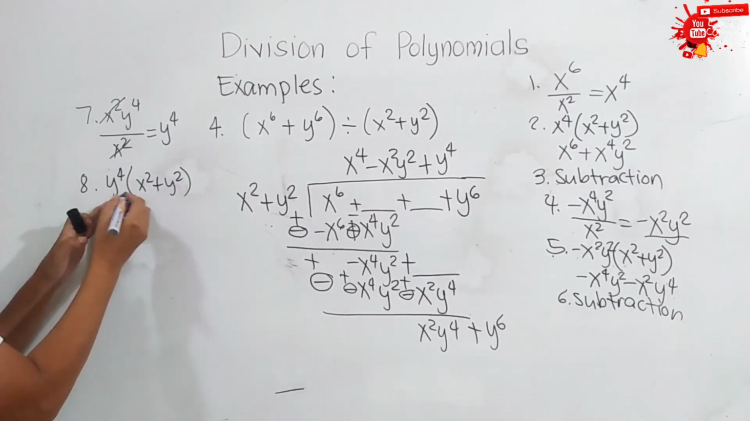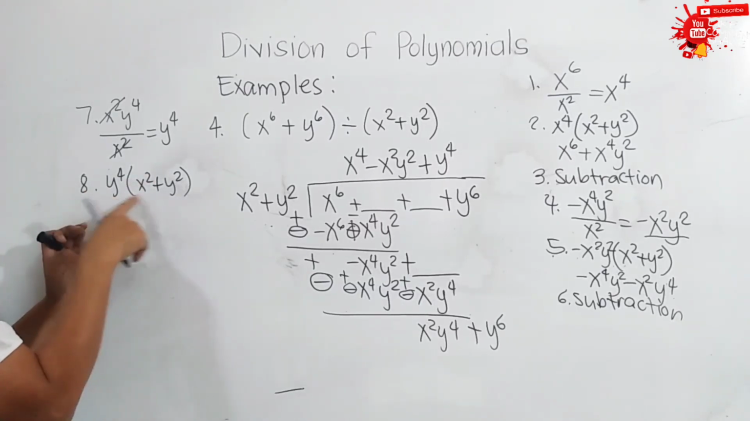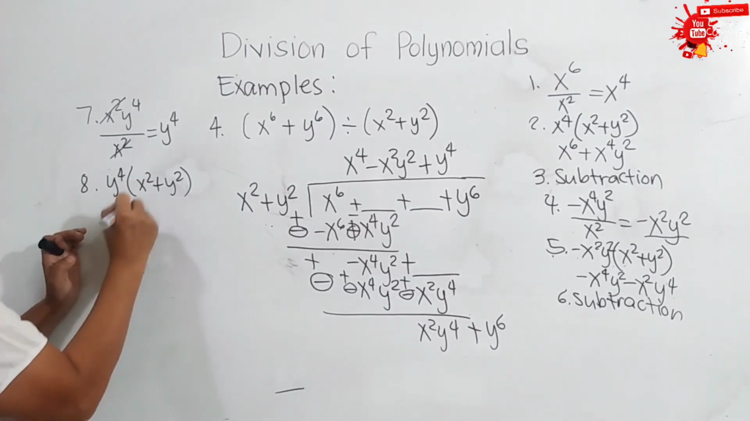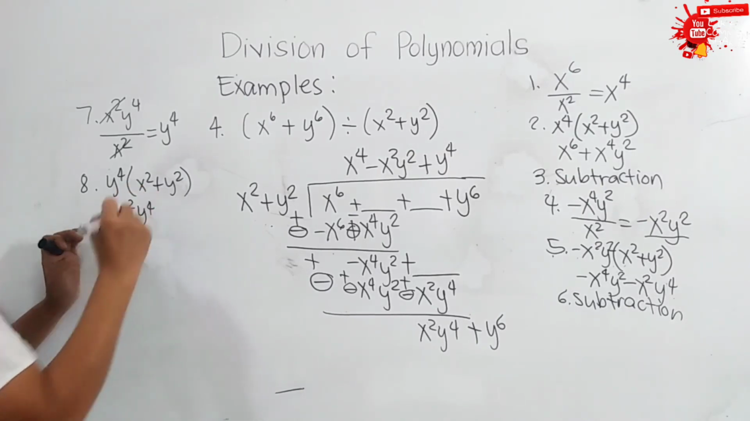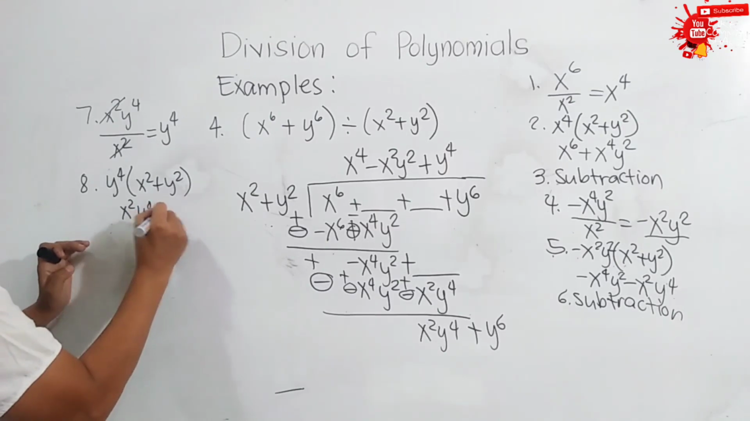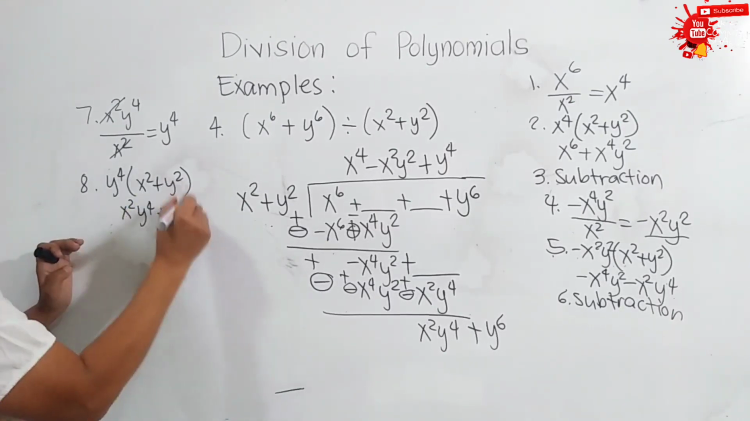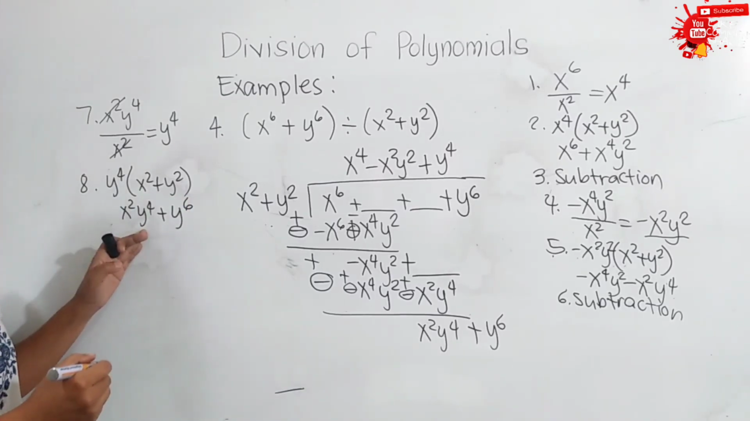So again, let us multiply. So combining this, we cannot add the exponents because we have different bases. So we just copy x squared y raised to 4. And then y to the 4th times positive y squared. So positive y, then add the exponents, 4 plus 2, we have 6. So this is the product.